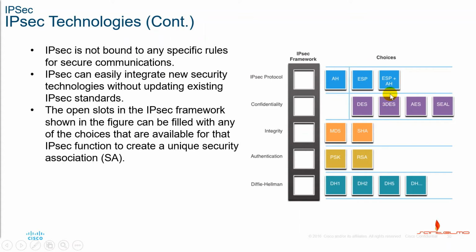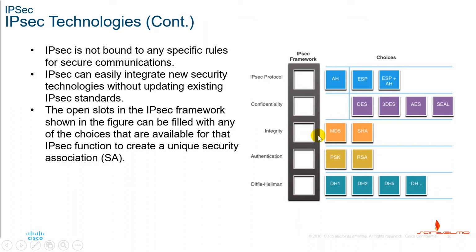Next is confidentiality. Encryption ensures confidentiality of the layer 3 packet. Choices include DES, or Data Encryption Standard, triple DES or 3DES, AES, or Advanced Encryption Standard, or the Software-Optimized Encryption Algorithm, SEAL. No encryption is also an option, so you could have IPsec without encryption.